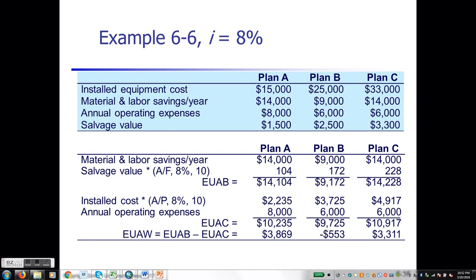So you will have these two values for plan A, plan B, and plan C in A. And then if you do the equivalent uniform annual benefits, which both of them are a benefit, this one and this one will be these amounts.